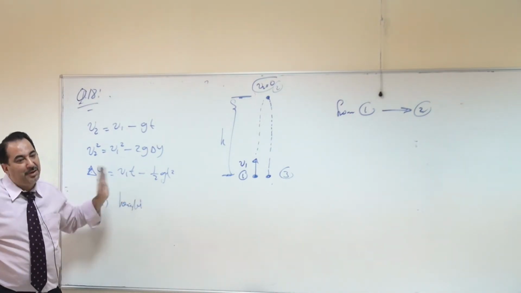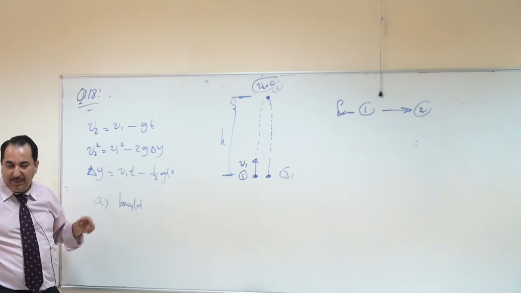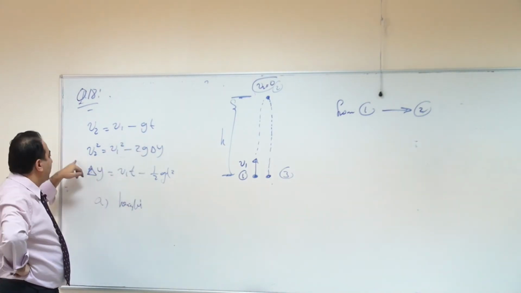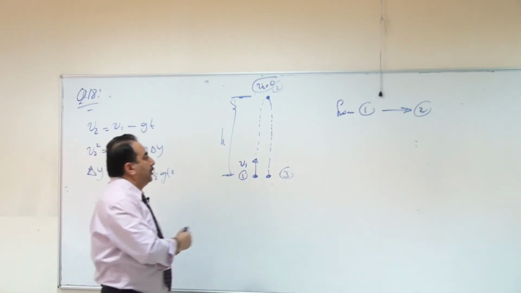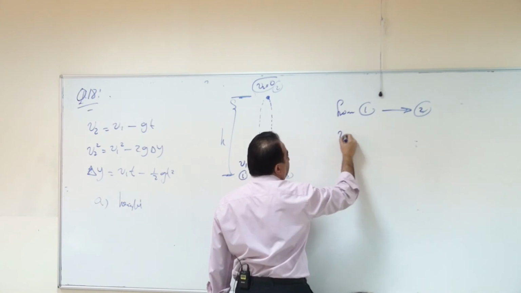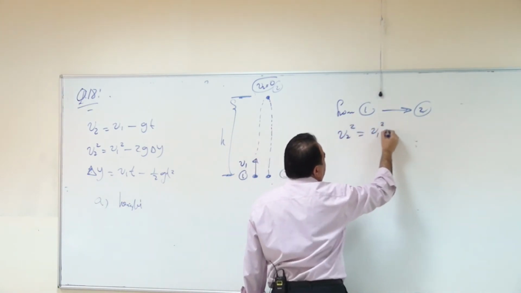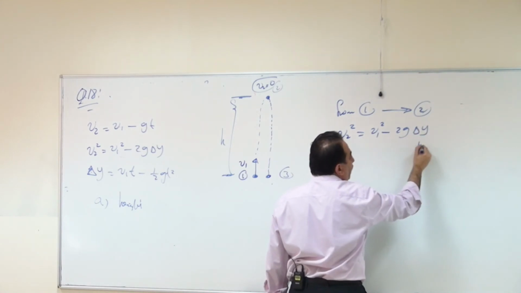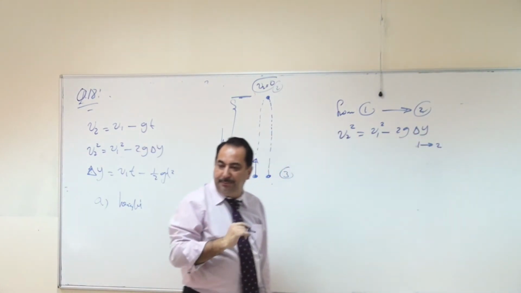Unknown. You can't. 2 unknown. So those 2 are valid for you, between 1 and 2. But which one is better? This one, to answer it. So now rewrite the equation according to the points. V2 is still V2. V1 is still V1. Minus 2G. But delta Y, from where to where? From 1 to 2 only.